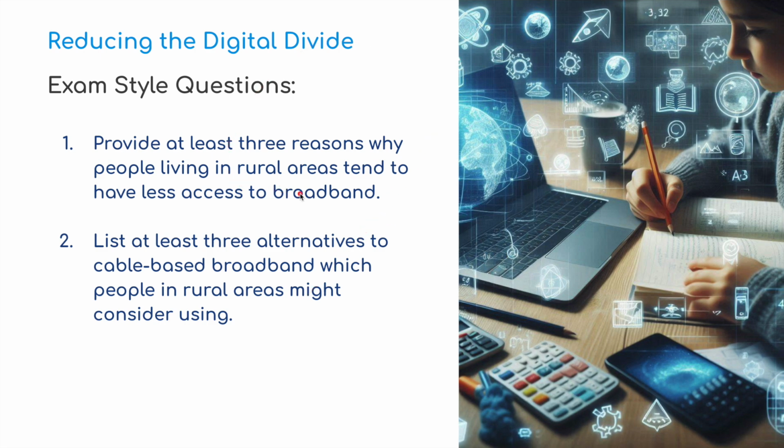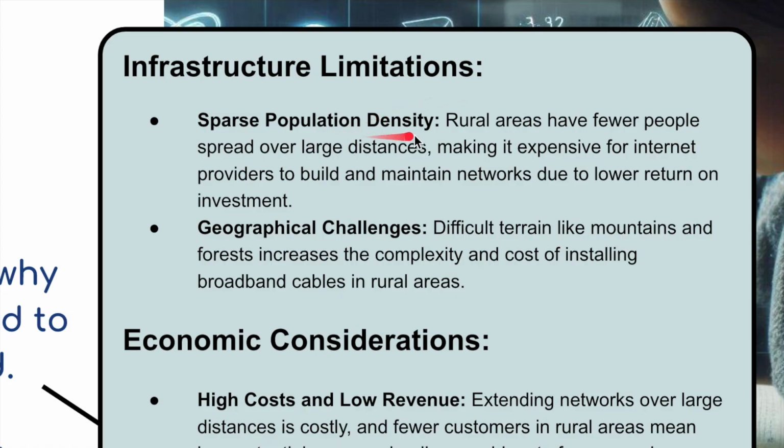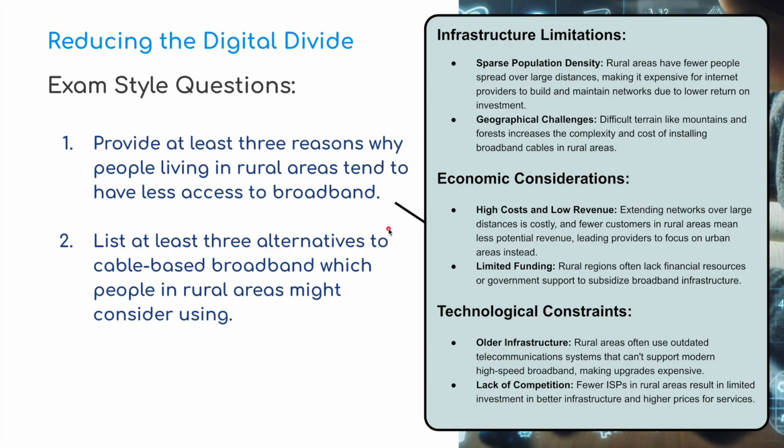For question 1, I've got infrastructure limitations, sparse population density, and geographical challenges. I've got economic considerations, and I've got technological constraints. Pause the video, have a little read through that. For an AS or an A-level question, I really want to be looking at depth and showing a detailed understanding and maybe throwing in some examples.